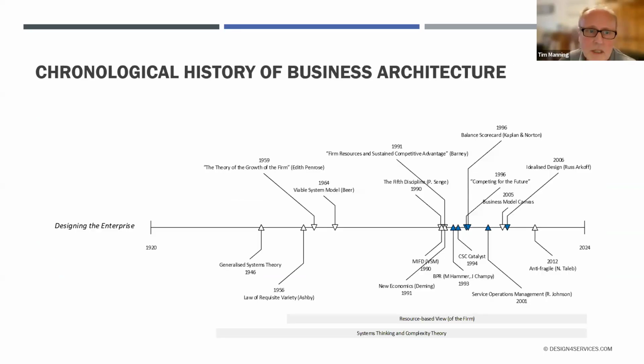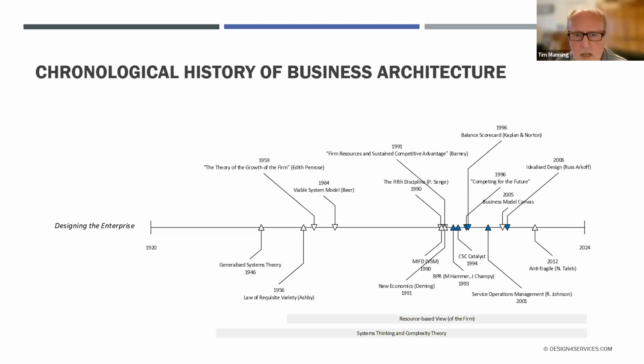But then we have the chronological order of that. Now, this is very much based around my chronological order in terms of development of my business architecture practice. Someone else might have a different set of key events, but as I say, mine was very much based on management theory as it is. So you've got the theory of the growth of the firm, Edith Penrose in 1959 is a key marker.